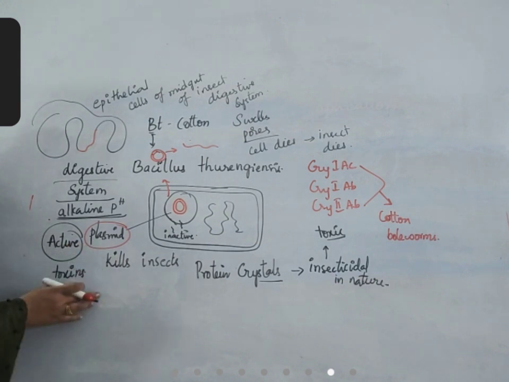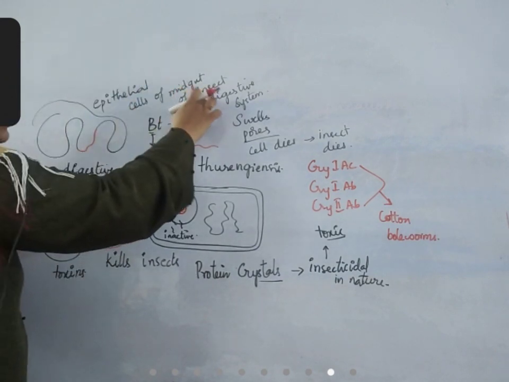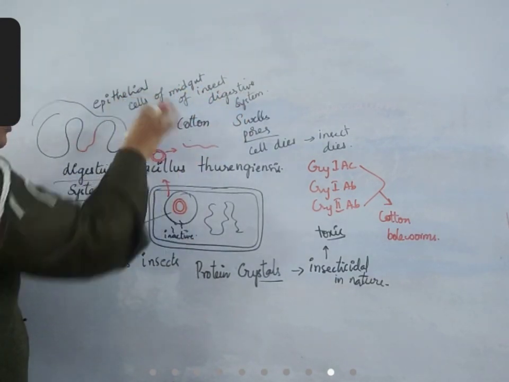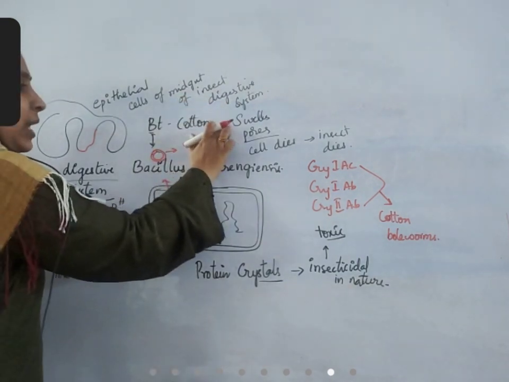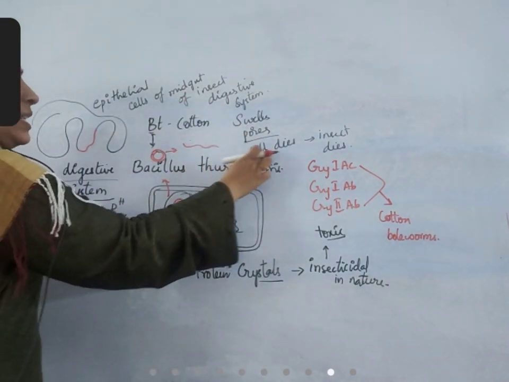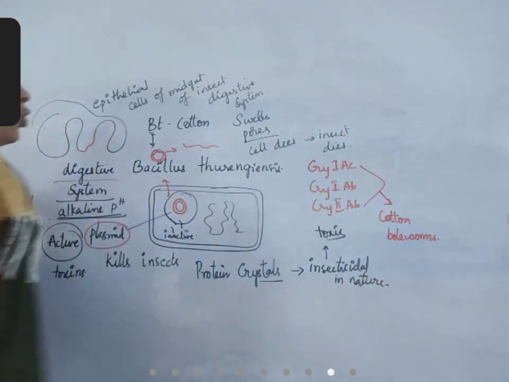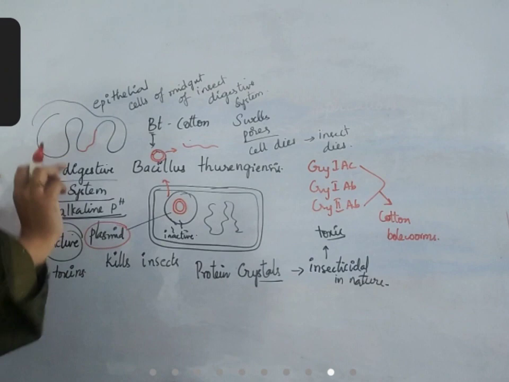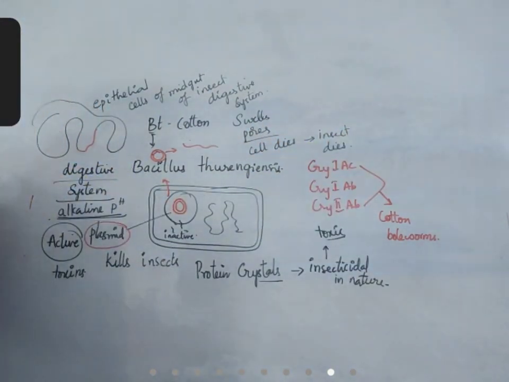How does it kill the insects? The epithelial cells of the midgut of the insect digestive system will be affected by these toxins and the cells will swell, they form pores and the cell dies. When the cells die, what will happen? Pores means holes will form inside the cells. Okay, and eventually the insect dies. When the insect dies, there is no infection.